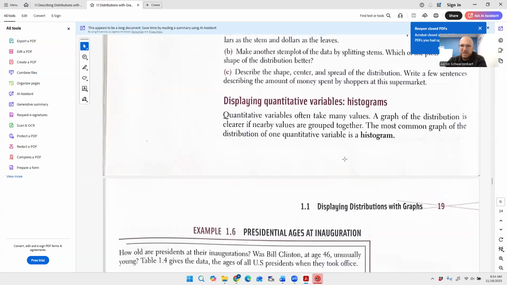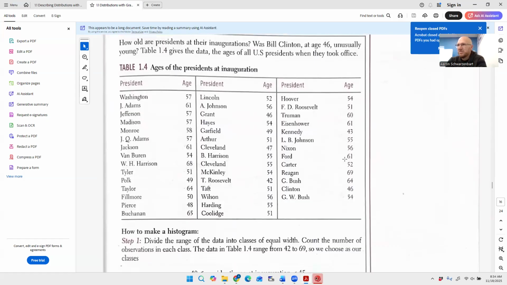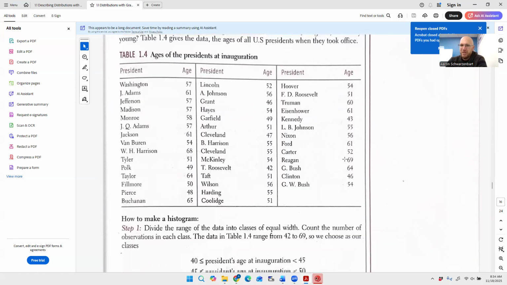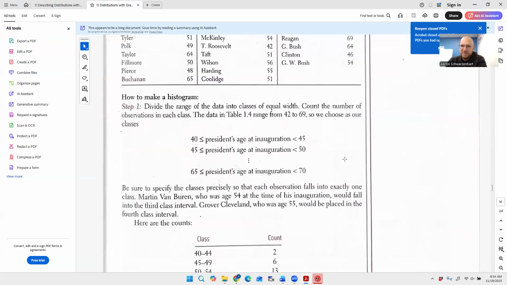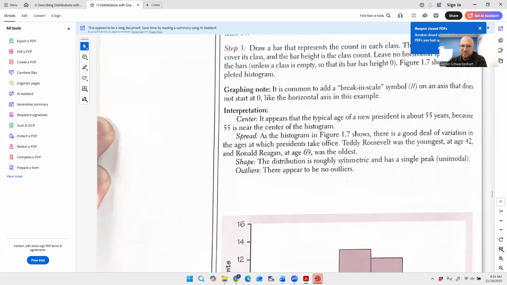So, displaying quantitative variables with histograms. With histograms, you're grouping together a certain data range, right? And we call that bin size. Okay? Let's talk about how to make this on your graphing calculator.